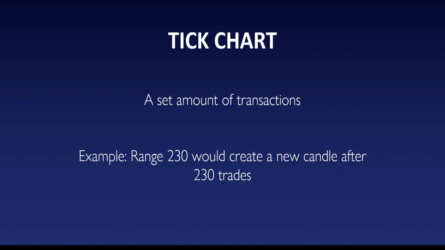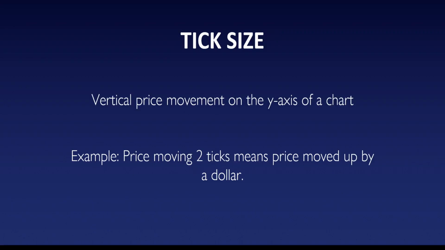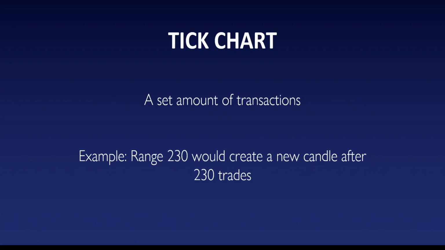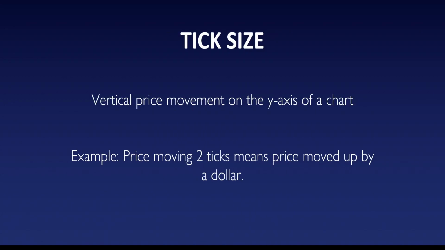We have also covered a tick chart, which refers to a set amount of transactions. To give an example, a tick 230 chart would create a new candle after 230 trades. Not to be confused with the tick size, because that refers to a vertical movement of price on the y-axis of a chart. So essentially, a tick size of 2 ticks is $1, and one tick is 50 cents. Those things are different. You have a tick chart and you have a tick size. Very important not to confuse these things with each other.